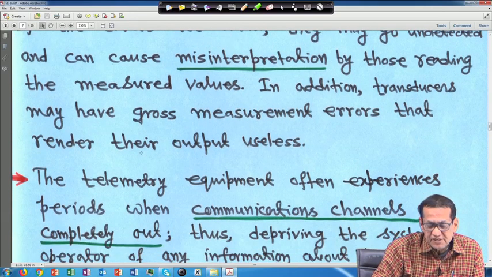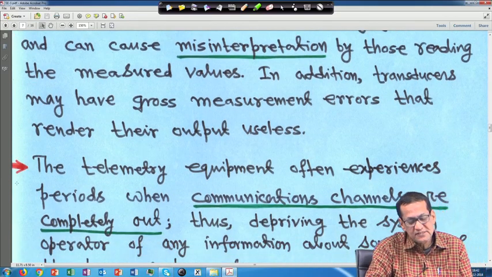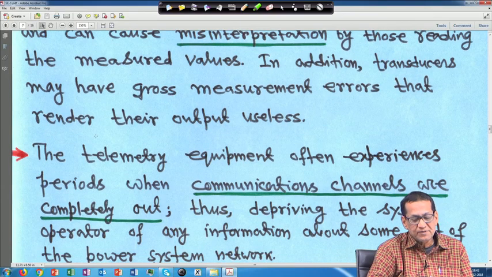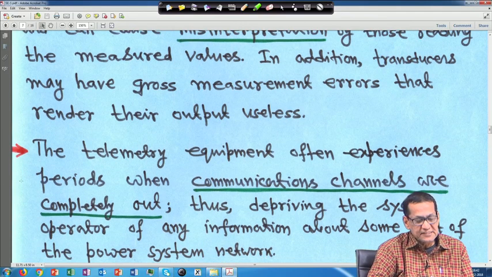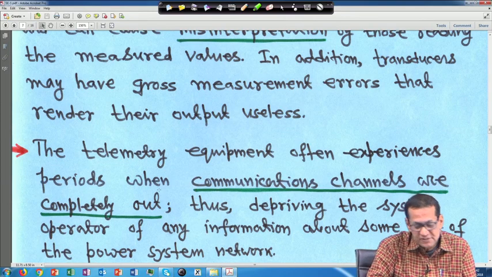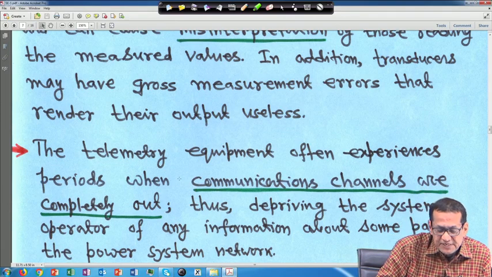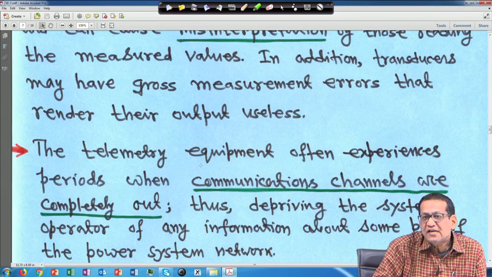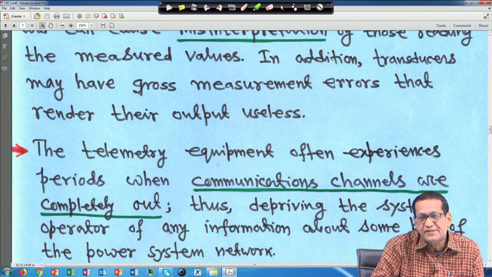So, the telemetry equipment often experiences periods when communication channels are completely out. This is another problem, thus depriving the system operator of any information about some part of the power system network. That is due to communication channel failures, because data has to be transmitted to the control center.